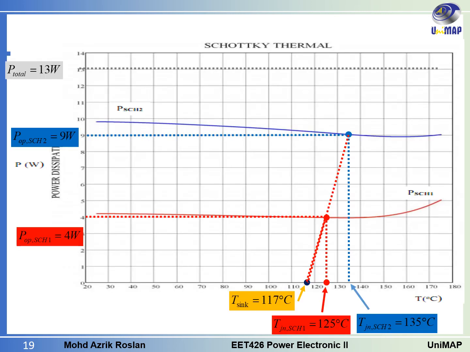So if you want to see the graph or the line, this is the slope of the thermal resistance that we just calculated.